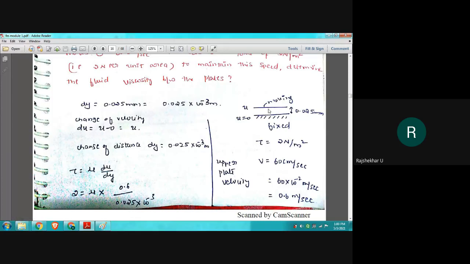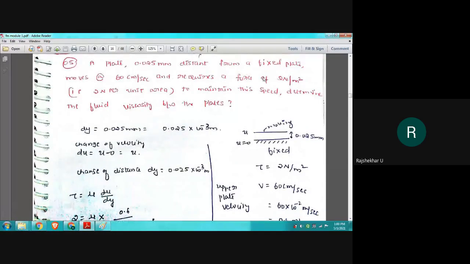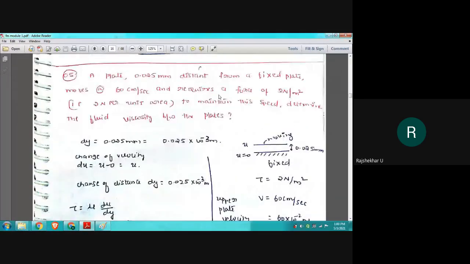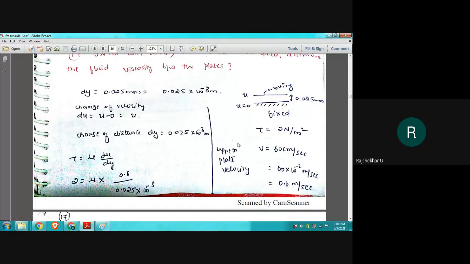The liquid which is to be considered to satisfy these conditions. Already it is given that the force applied per unit area is 2 Newton per meter square, so this can be taken as our shear stress. Tau is equal to 2 Newton per meter square, and the velocity of the plate is 60 centimeters per second. If you convert it to SI unit, you will get the value of u, which is 0.6 meter per second.